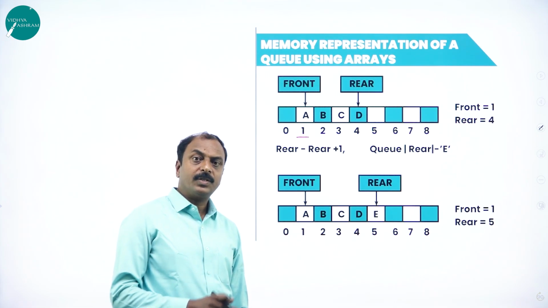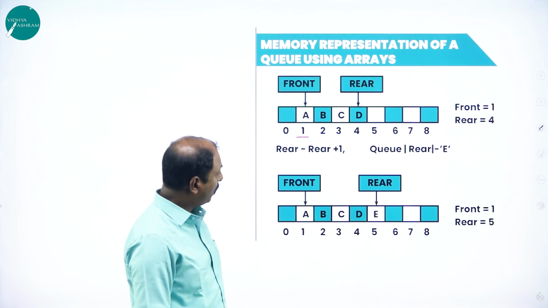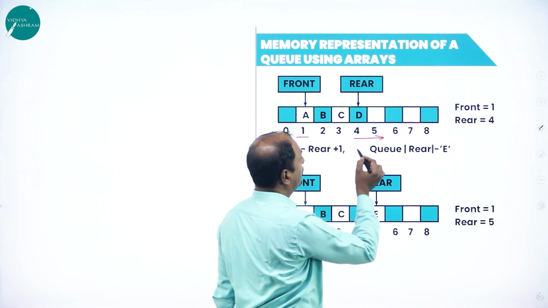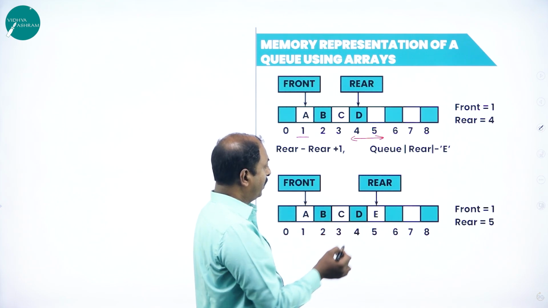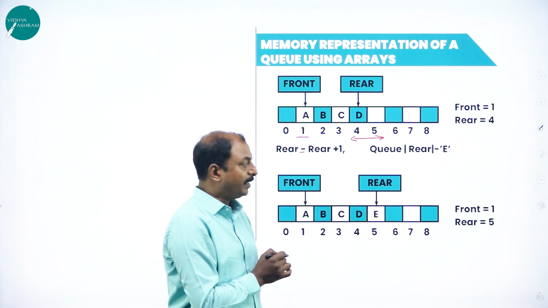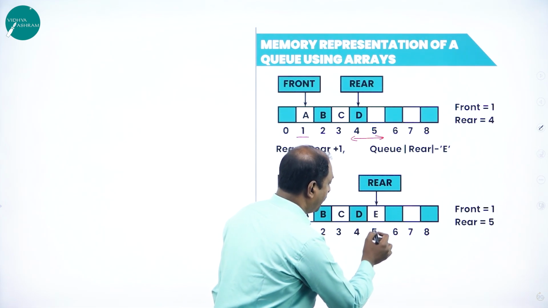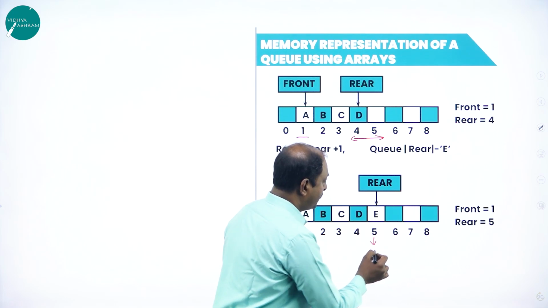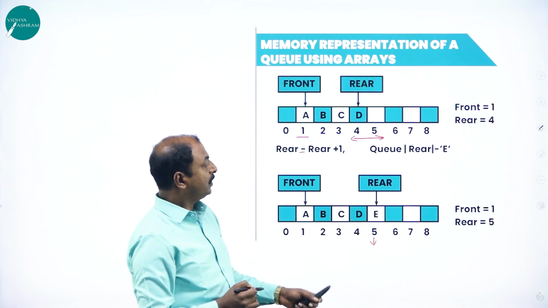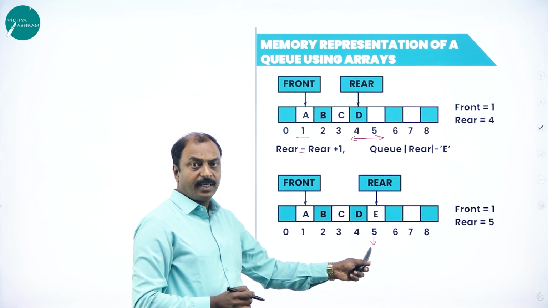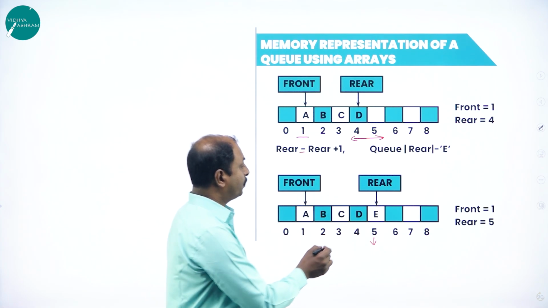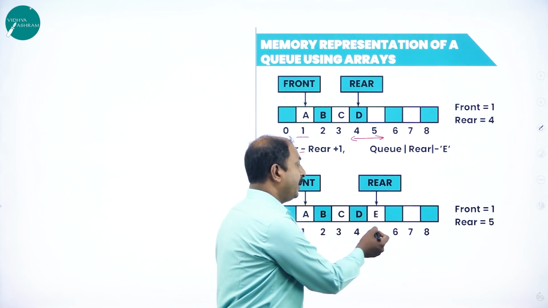Now, if you want to insert one more data item into the queue, the logic is we have to push this rear pointer from 4 to 5. That is rear equals rear plus 1. The meaning is that now rear is at pointer 5 in this example. So this is the place where we can insert the new data item E. E is the last element inserted, with the logic that rear equals rear plus 1, meaning we push the rear pointer by plus 1.